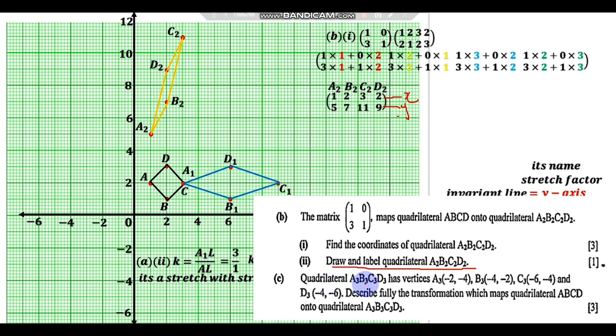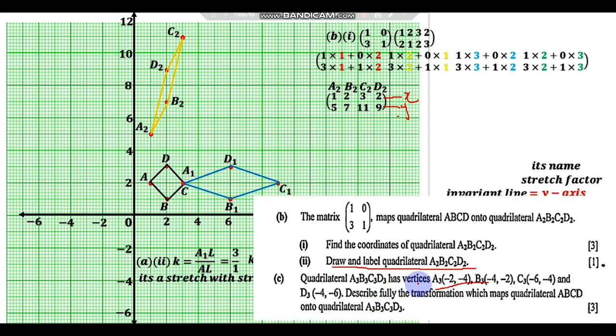Quadrilateral A3, B3, C3, D3 has vertices. So we've been given the vertices in this case. Describe fully the transformation which maps quadrilateral ABCD onto quadrilateral A3, B3, C3, D3. Since we already have the original object ABCD, let us plot these coordinates and see first of all, because we can't describe without the actual shape.